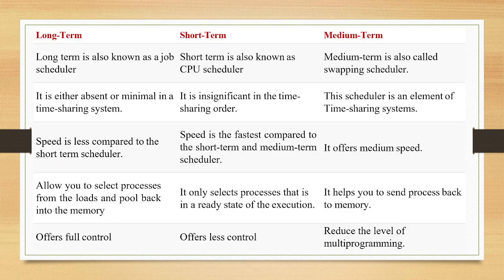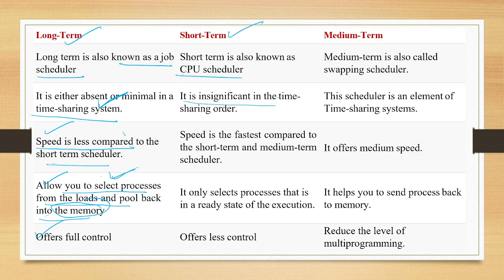See here the differences. Long-term scheduler is also known as the job scheduler, right? It is used in minimal time sharing systems. Speed is less. This long-term scheduler speed is less compared to the short-term scheduler. It allows selecting processes from the load pool. It is selecting the process from the pool into the memory, right? Offers full control.